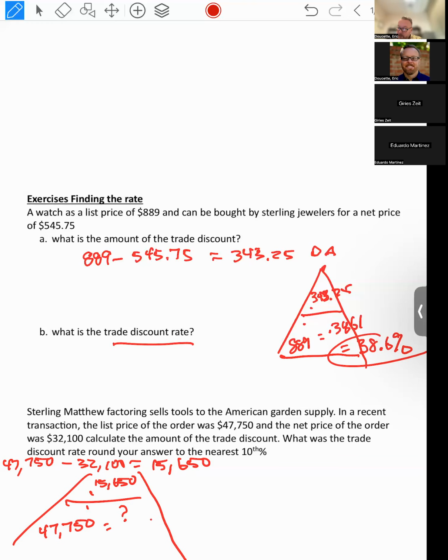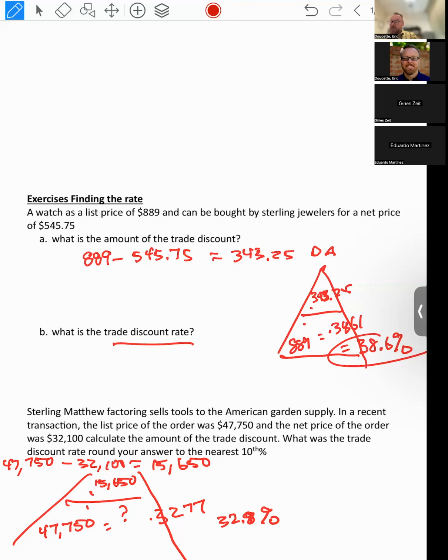point, let's see. Let's do the math again. It should come out to 0.3277. Let me double check that though. 15,650 divided by 47,750 equals 32.77. Yep. So that comes out to 32.7 or 32.8%. So that's the difference. So the trade discount rate was 32.8%.